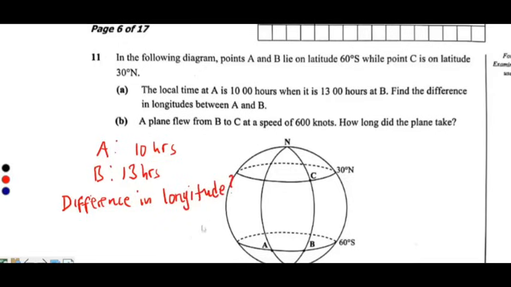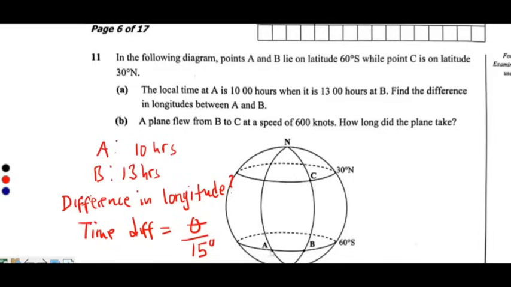So what you are going to do is come up with a formula. First, we find the time difference. Time difference is equal to theta over 15 degrees, where theta represents the difference in longitude. We don't know the time difference, but the time at A is 10 hours, while the time at B is 13 hours. So I have to find the time difference between point A and point B.